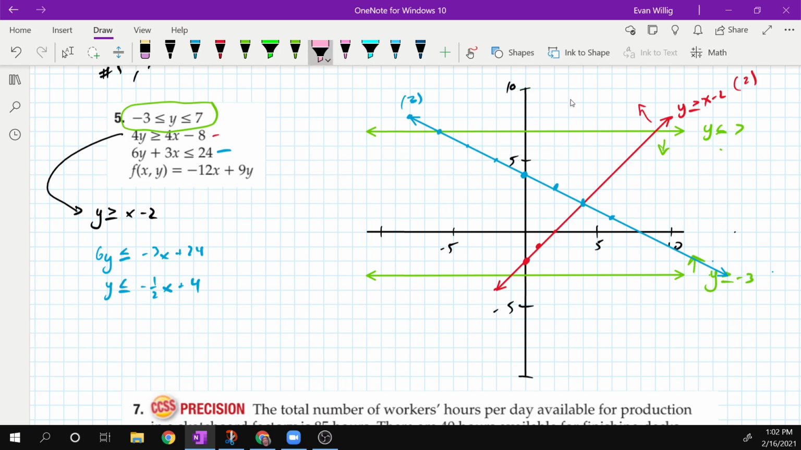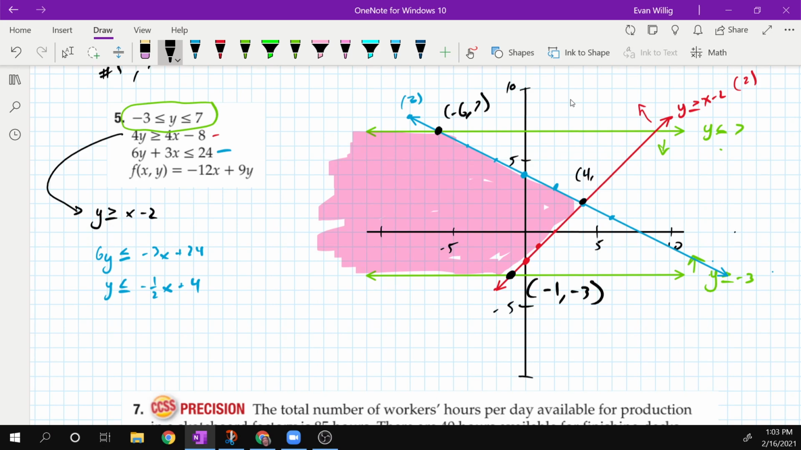So that tells me my solution region is between the two green lines, above the red and below the blue. It looks like I have an unbounded shaded region here. And look, firstly, I see I've got -6, 7, -1, -3, and my vertex here looks like it's 4, 2. Let's make that a little bit more clear. That is a 2. All right.